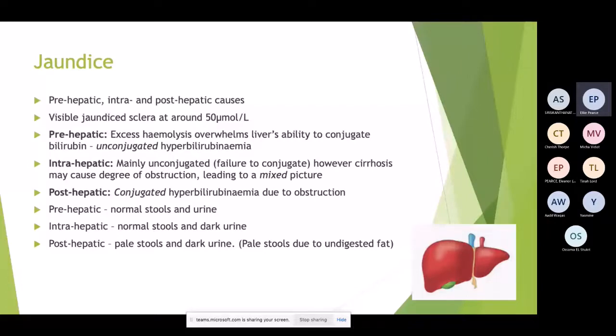In intrahepatic causes, it's damage to the liver itself. So it's mainly unconjugated because the liver, now damaged, is not able to conjugate. However, if a liver is cirrhotic, there may also be a degree of obstructive picture in there, so you can get this mixed picture. And then post-hepatic, due to obstruction, usually in the biliary tree somewhere, you get a conjugated hyperbilirubinemia.